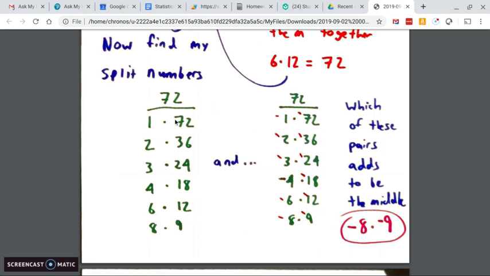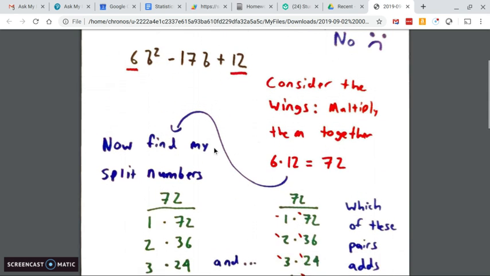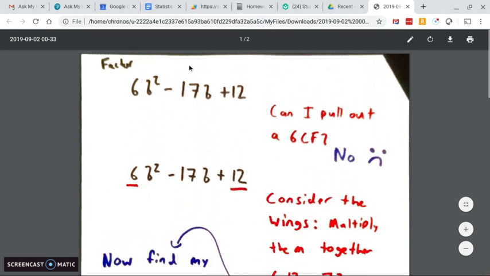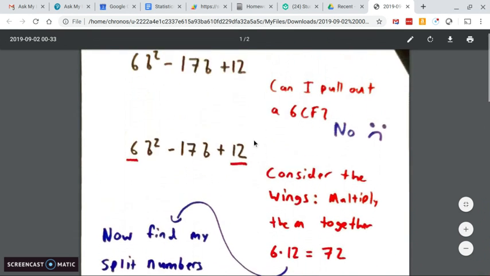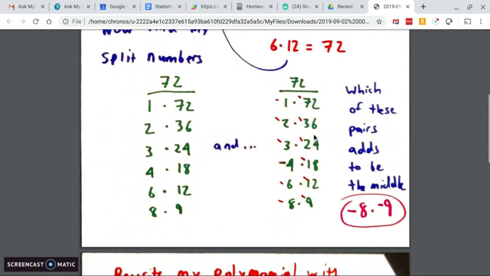So what I'm going to do now is consider all these different pairs on both the positive list and the negative list here. And I want to find out which of them add up to be the middle. In the middle of my polynomial here, my original polynomial is negative 17. Okay, that's really the b in the polynomial. And all these other numbers like 4 and 18, if I added them together, that would be 22. 6 plus 12, that's 18. And the only one, if I go through all the lists, is negative 9 and negative 8.